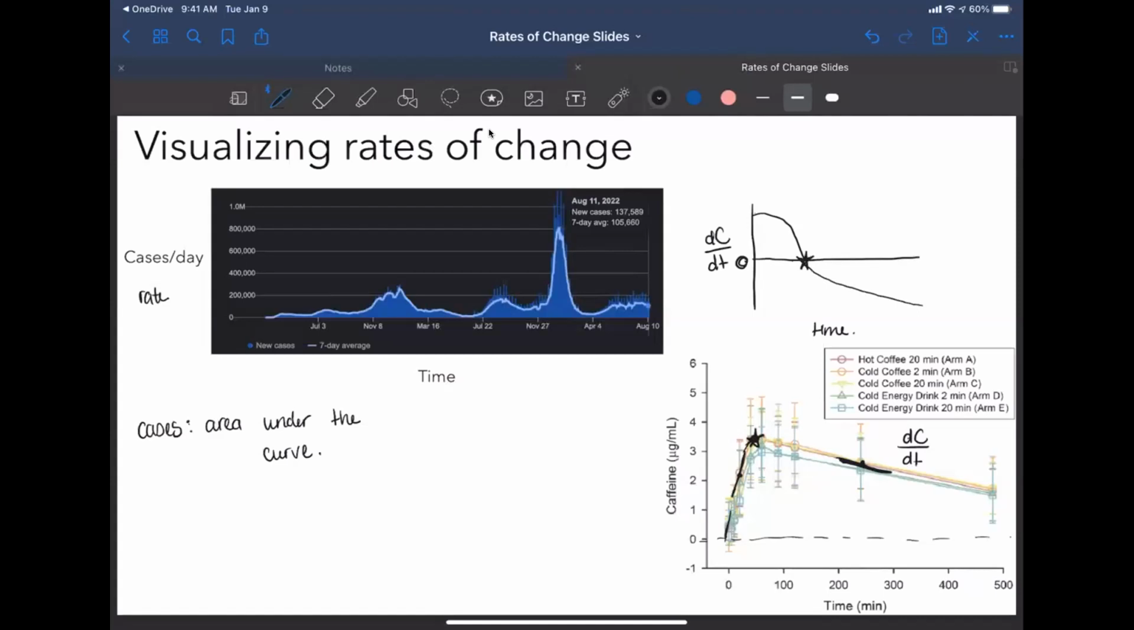So there are two ways to visualize rates of change. One is to plot the rate, and one is to plot the total amount of whatever it is you're looking at, and then the slope of the line is the rate.